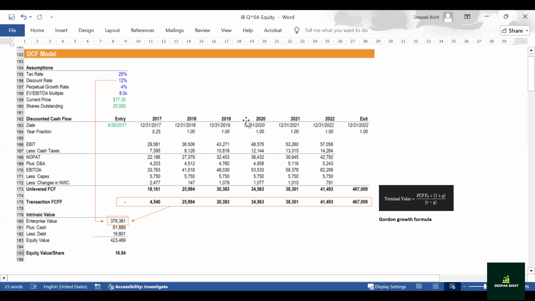2018 onwards, for 5 years, these are the forecasted numbers based on 2017 numbers. Using the reference of 2017, we have forecasted 2018 numbers. Using the reference of 2018, we have forecasted 2019 numbers, and then 2020, 21, and 22. And using 2022's reference number, we have forecasted the terminal value. For terminal value, we are assuming that the company will be in business forever, and the terminal perpetual growth rate is 4%.